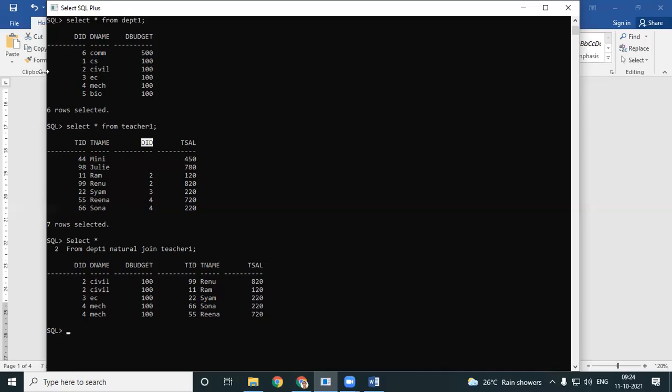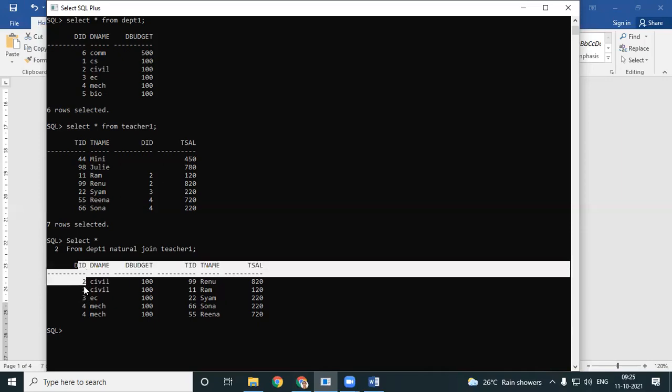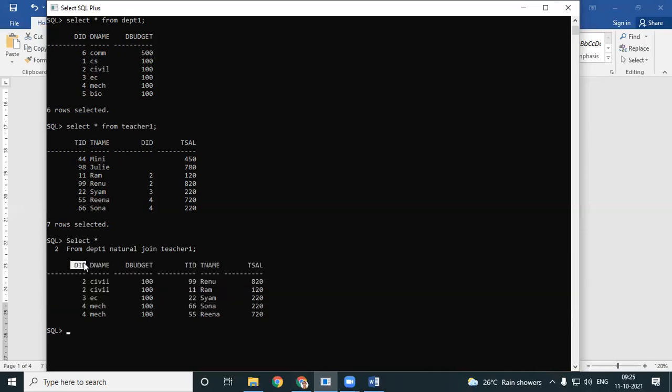It will automatically find through which field your table is connected. So now here they've automatically found out that your table is connected through DID. So, I have my DID over here. That is the common thing. That is the first field.